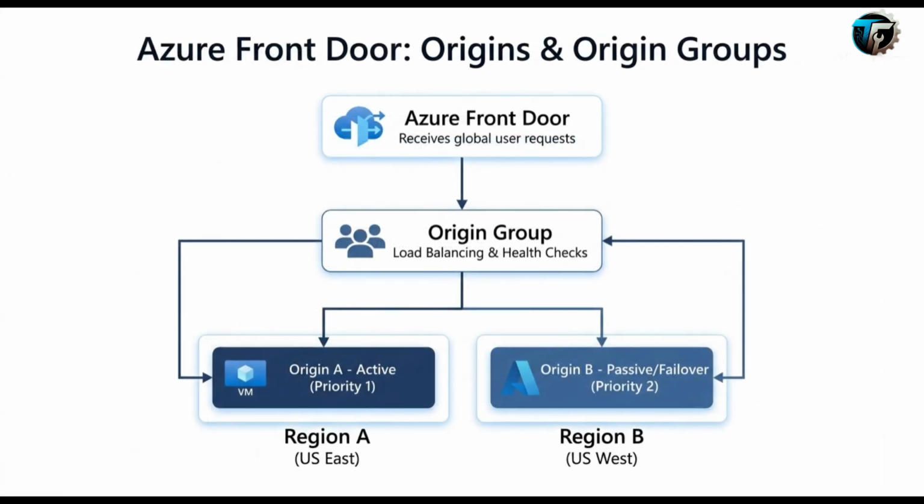One important concept you'll see is the origin. An origin represents the backend endpoint that Front Door sends traffic toward. We can organize origins into origin groups and configure routing and health behavior. This is where the global frontend connects to our actual application infrastructure.